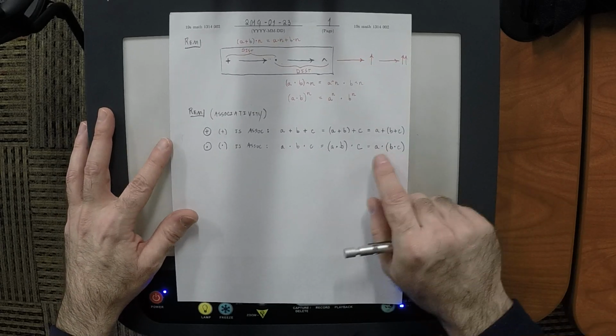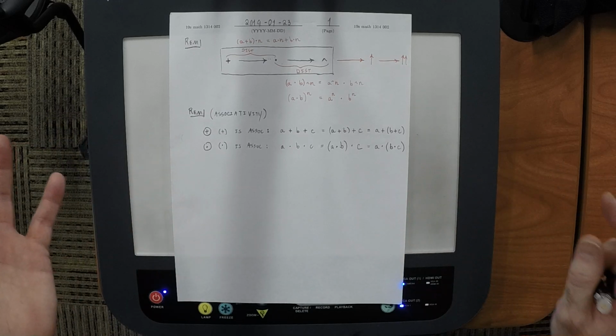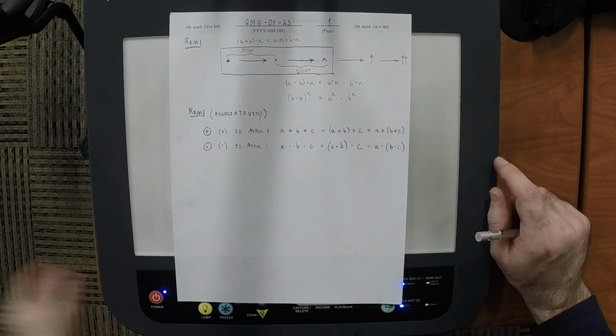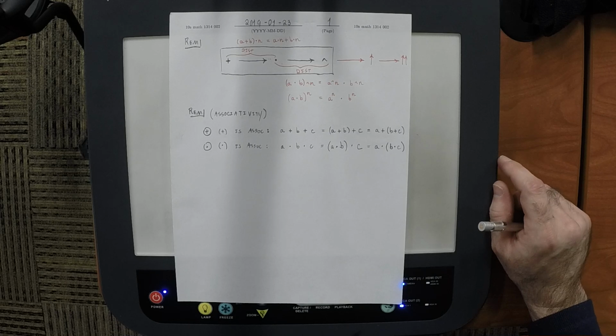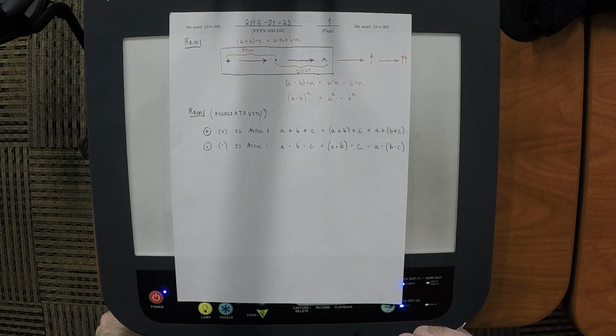Okay, and there's nothing special about having 3. There could be 3 million things all multiplied together. And it's saying that you can select any pair that you want and do that one first. Go right ahead. Any question about it?